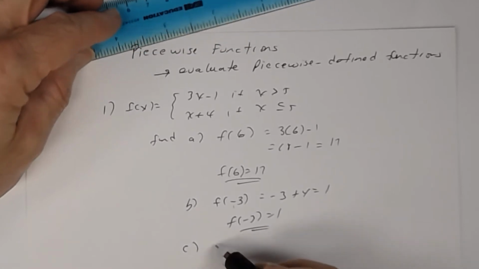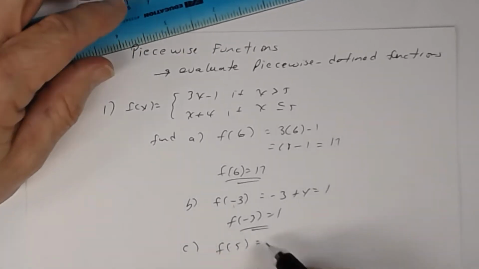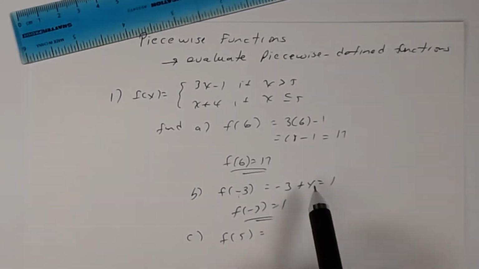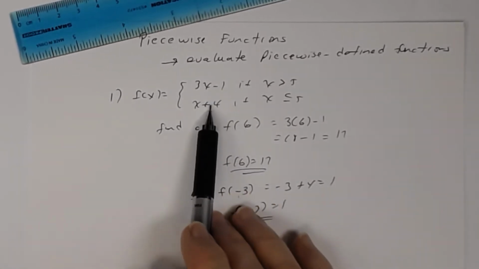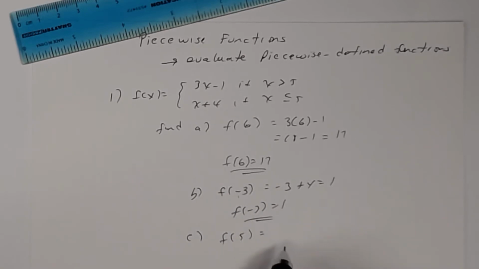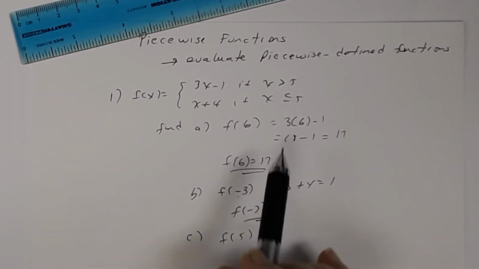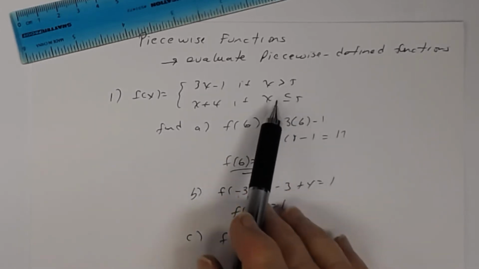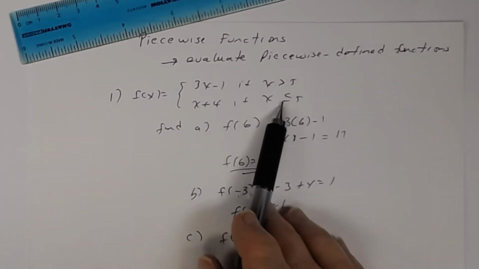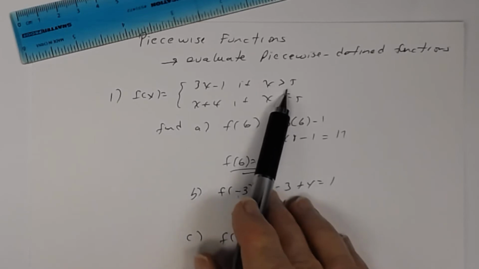C, let's suppose you want to find f of 5. All right, so again, you can only use one of these. You cannot use both. You have to determine which one I'm going to use. Remember x is 5 here, so is 5 greater than 5 or is 5 less than or equal to 5? Well, 5 is less than or equal to 5, right? 5 is not greater than 5.